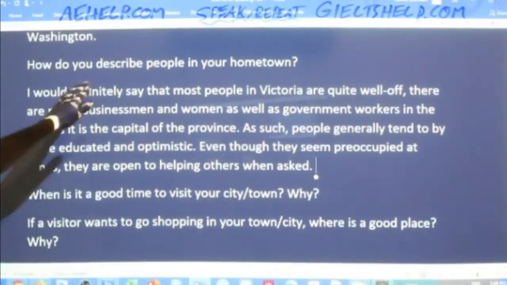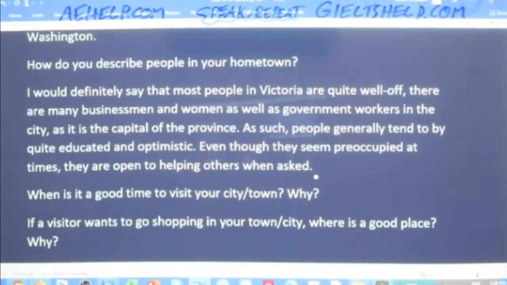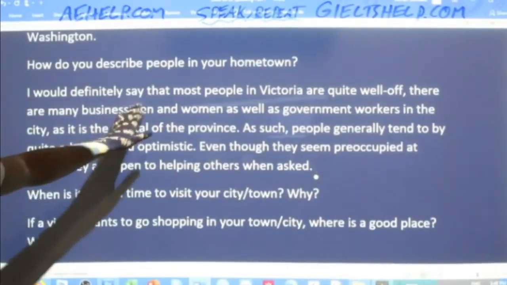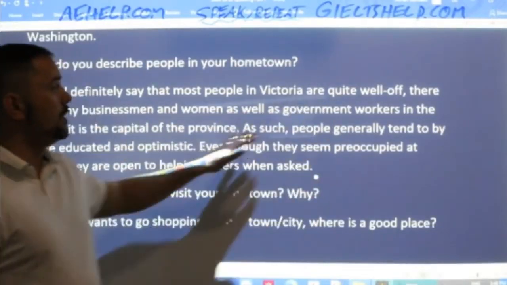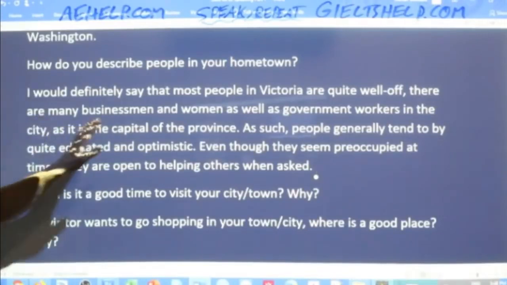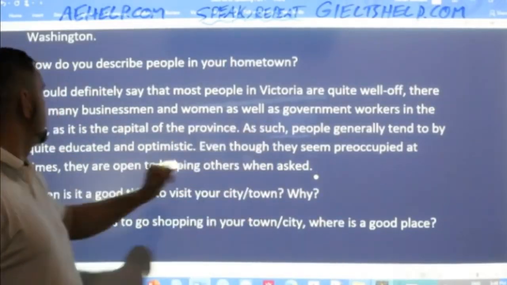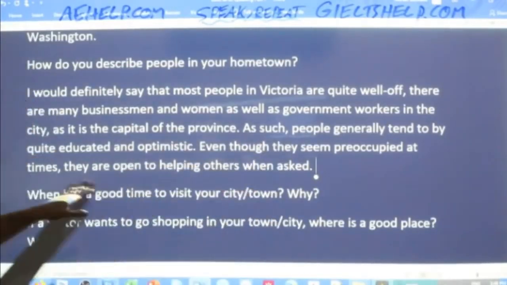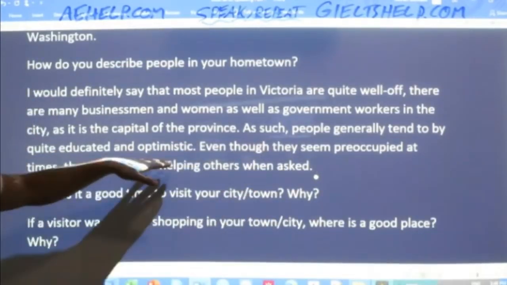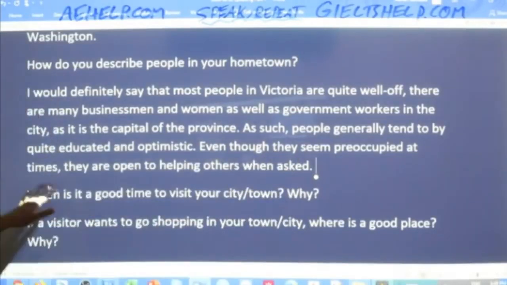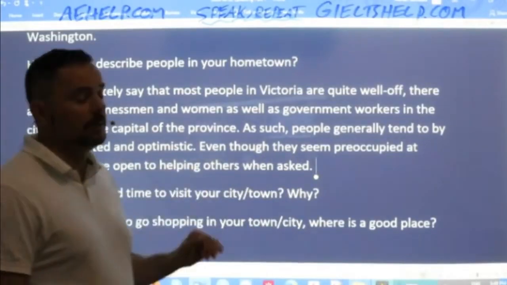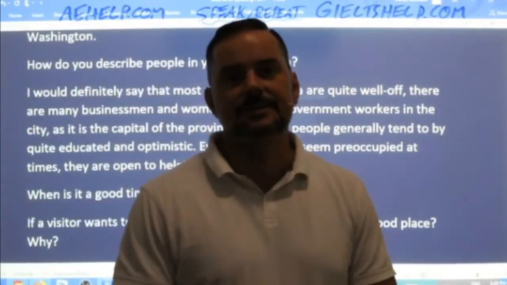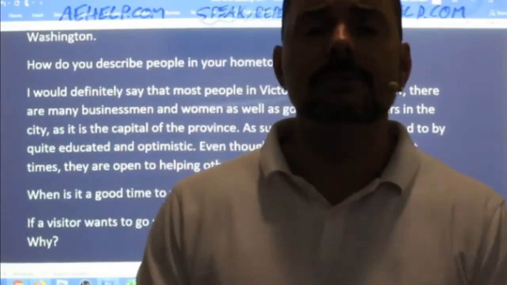Here we go. How do you describe people in your hometown? I would definitely say that most people in Victoria are quite well off. There are many businessmen and women, as well as government workers in the city, as it is the capital of the province. As such, people generally tend to be quite educated and optimistic. Even though they seem preoccupied at times, they're open to helping others when asked. All right, so lots of vocabulary there.